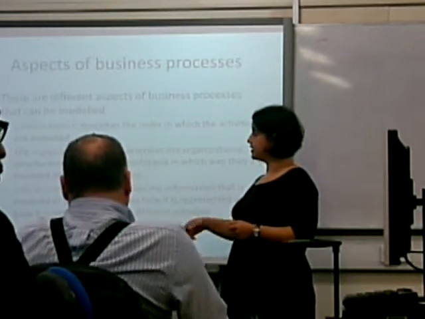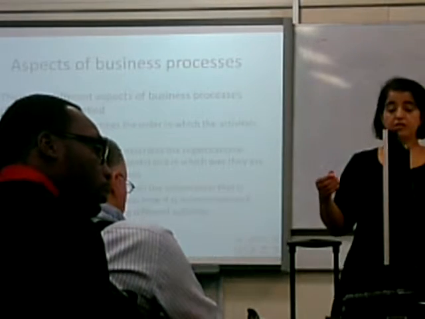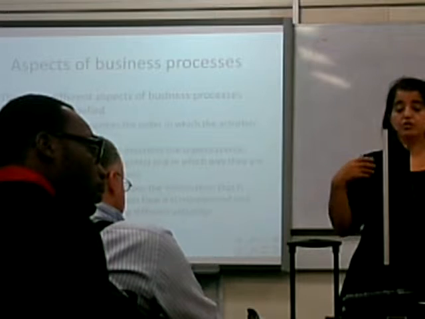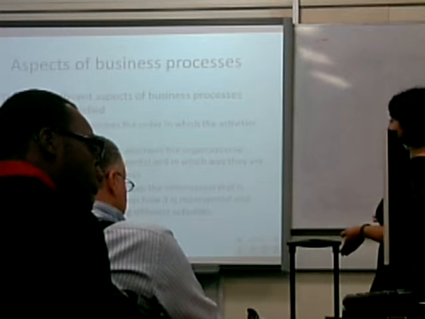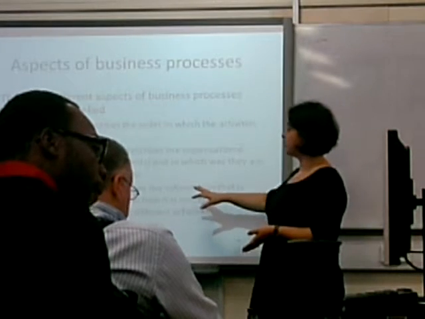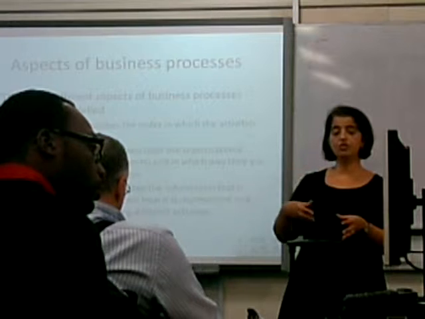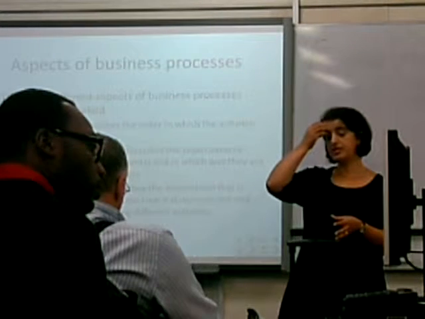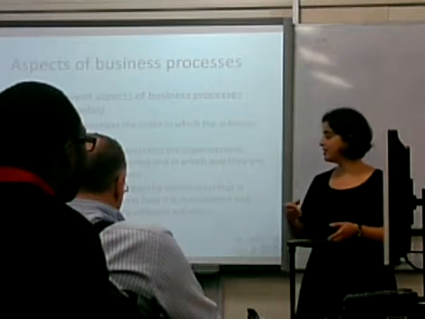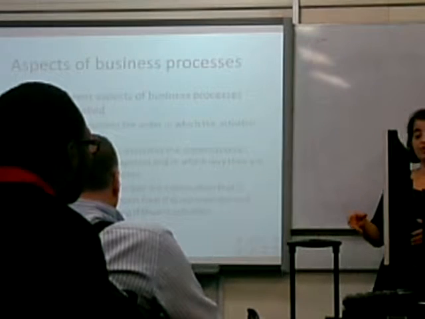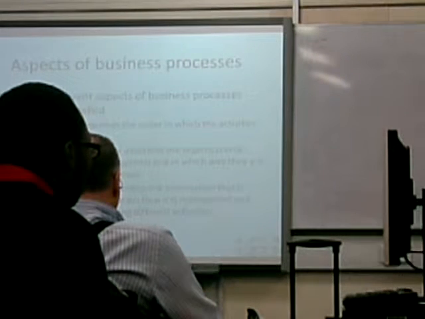The third aspect is the informational aspect, and this is, remember that any process is there to achieve a certain outcome, and they transform some of the object. So the information is describing what objects need to be processed by this process, that need to be involved in this process. What is the information required for this process?